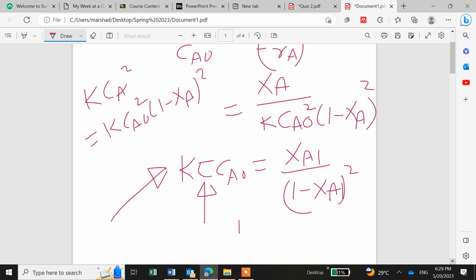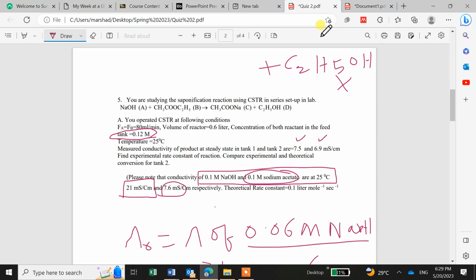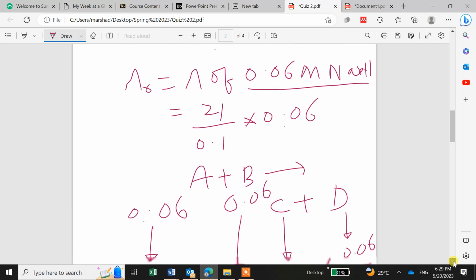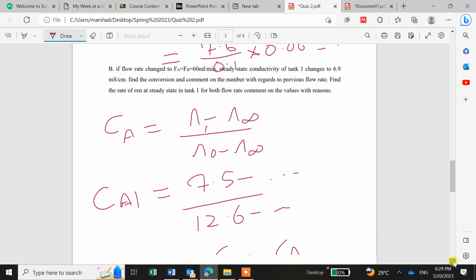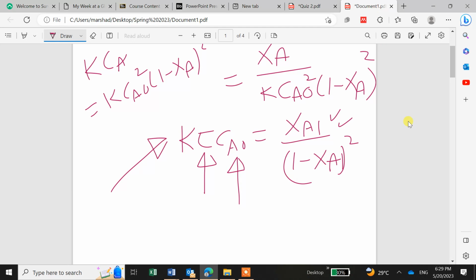Residence time is known, initial concentration is known. So that K is the experimental rate constant because we used experimental conversion. XA1 we calculated using conductivity of tank 1, isn't it? Ca naught and XA1. Okay, so the experimental rate constant is known. Now we know the experimental conversion of tank 1 and tank 2.